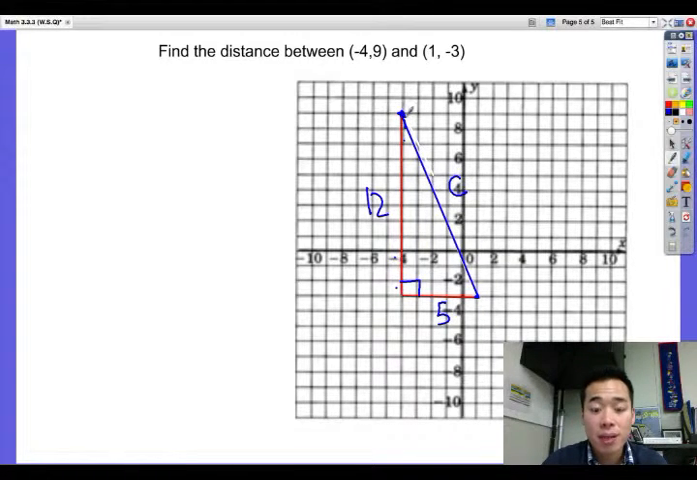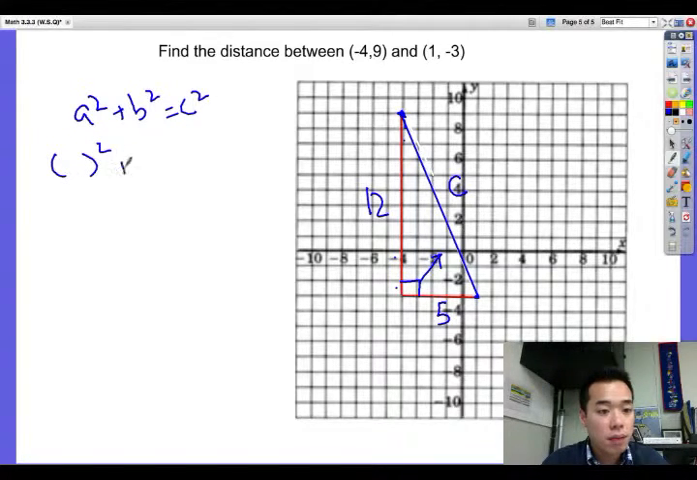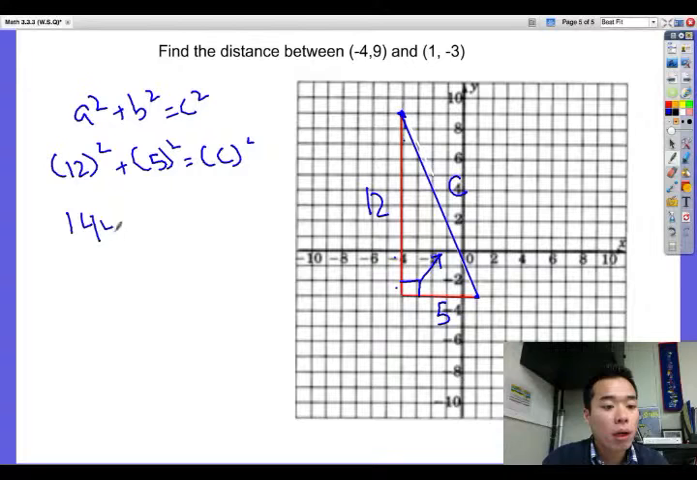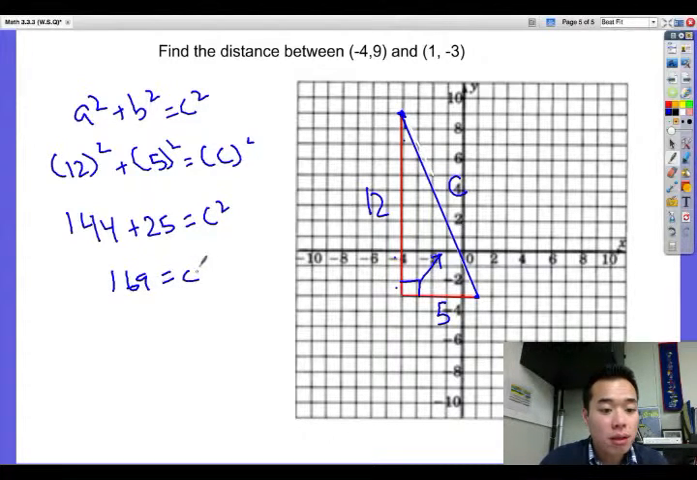So I need to find this length right here. I'm going to call it C because that's my hypotenuse. Here's my right angle. I just made it. And there it is. So I just go A squared plus B squared is equal to C squared. And all I do is put in my parentheses. And I put in the numbers they gave me. They gave me A, which is 12. They gave me B, which is 5. And they don't give me C. That's what I'm looking for. So 144 plus 25 is 169, which is equal to C squared.